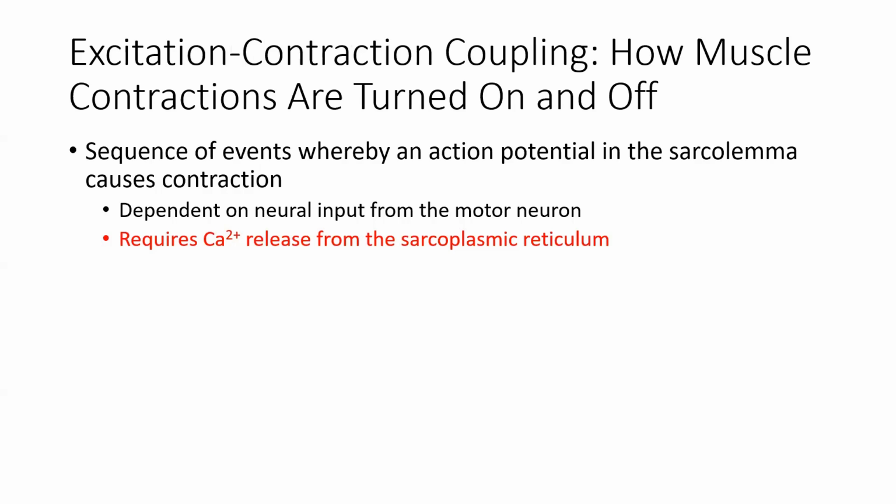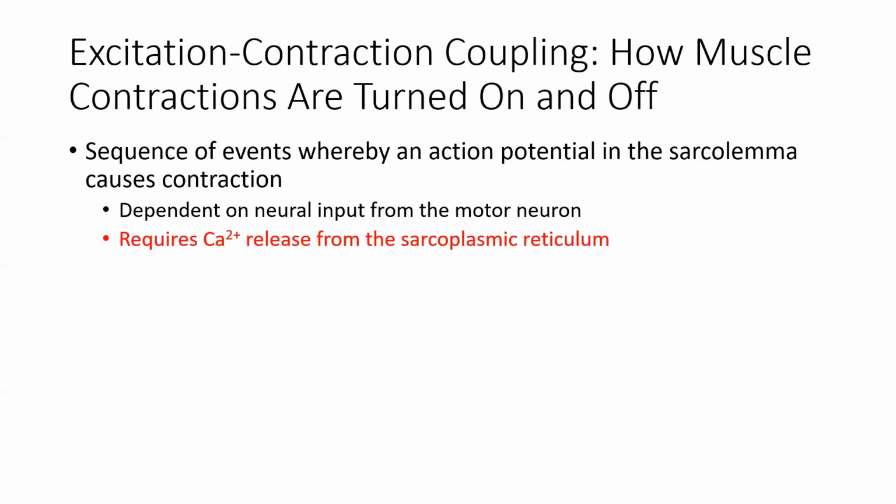And so here we're going to speak about the sequence of events where an action potential, and if you remember from our last unit, we described this to be an end plate potential, where this action potential in the sarcolemma causes contraction. So how do we connect the dots from the events that happen on the neuromuscular junction where that end plate potential is brought about to the actual shortening of the sarcomere, to the crossbridge cycling? How do we fill in the steps of that communication? And that's what excitation-contraction coupling is.